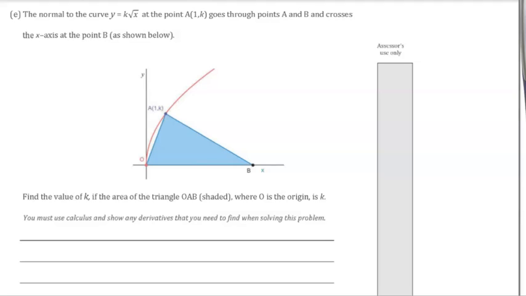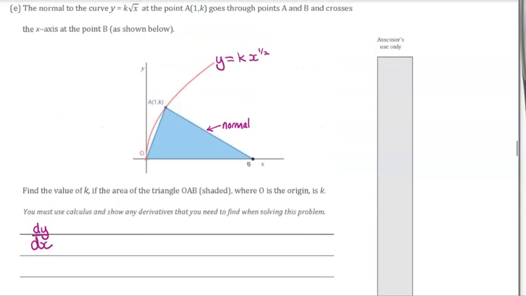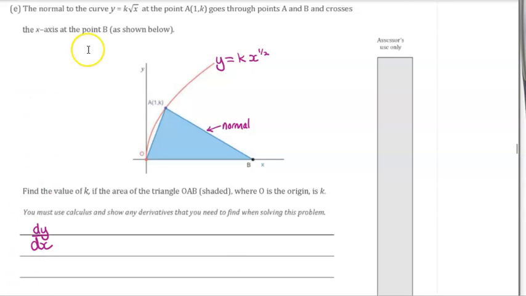Okay, part E, we've got some geometry factoring into the algebra that we're doing on this one. So first thing, we've got this curve, and this is the normal to the curve, and we're working with the area of that triangle that's been shaded. So first of all, sorry, I've just skipped ahead a little bit too much. We're working out dy by dx so that we can differentiate this thing here.